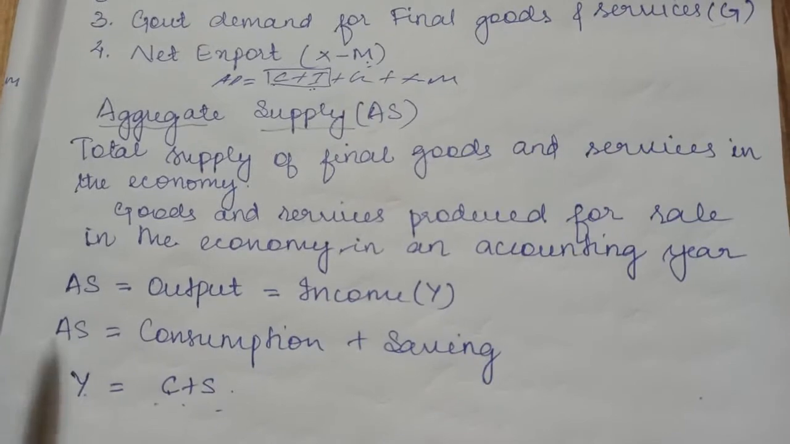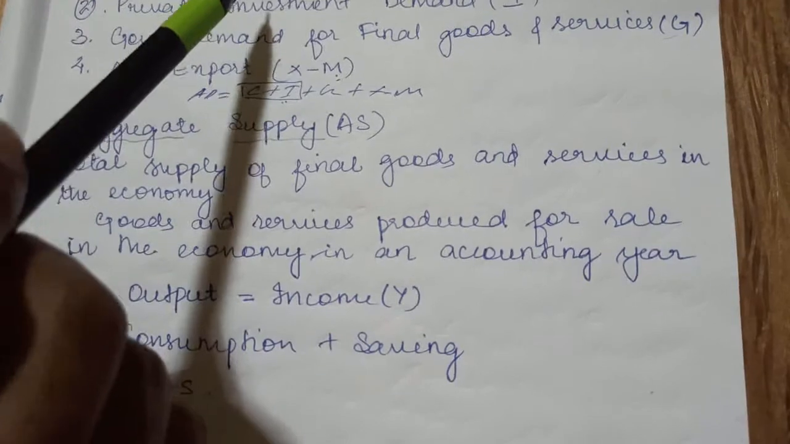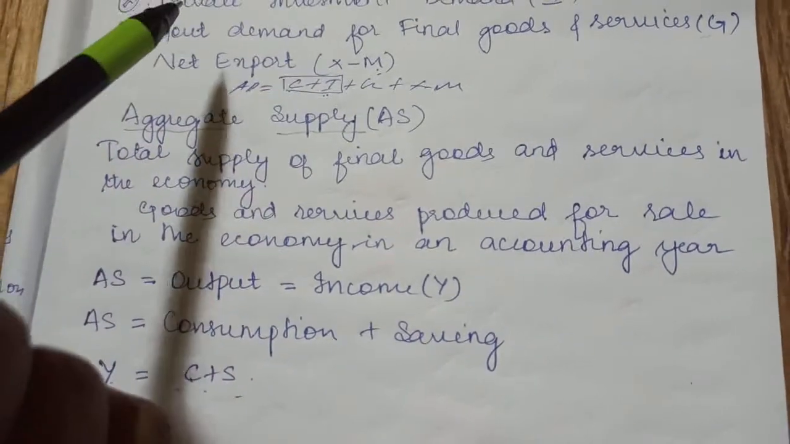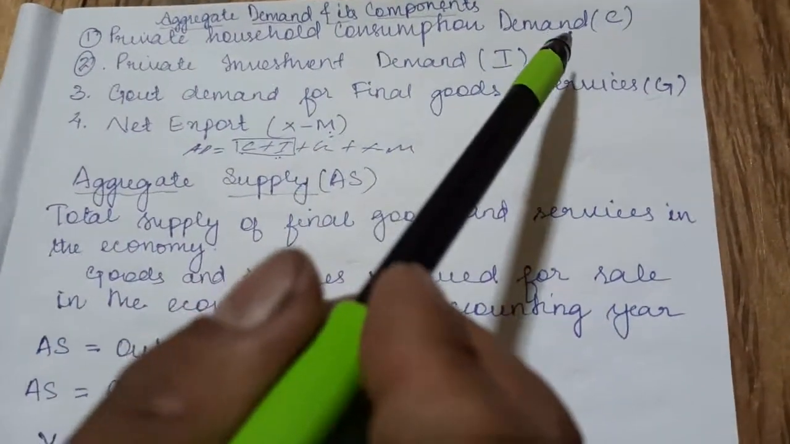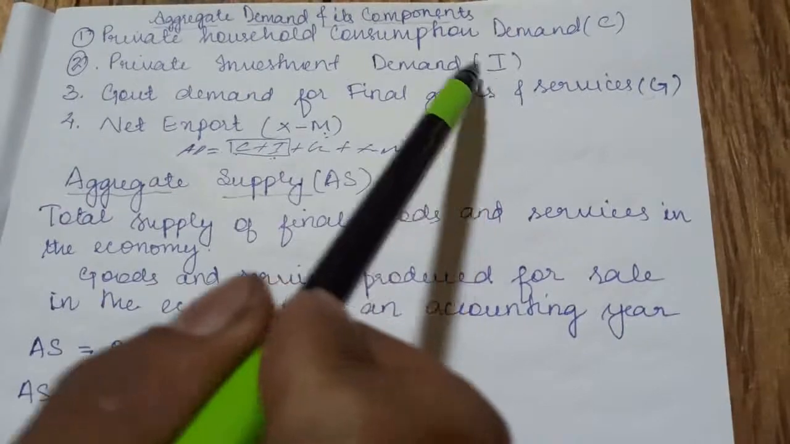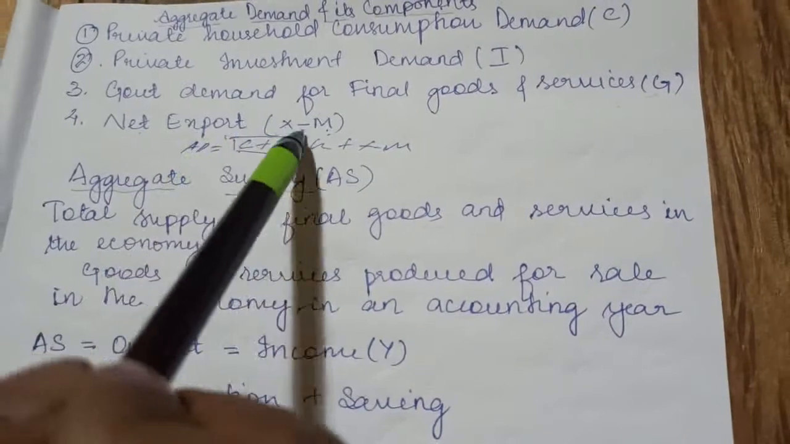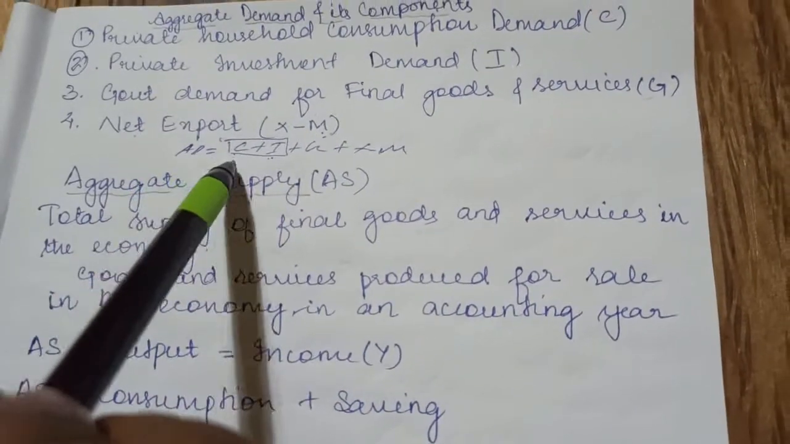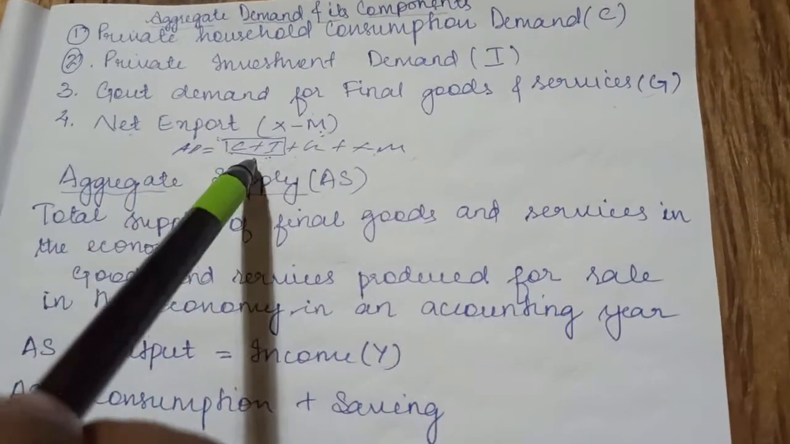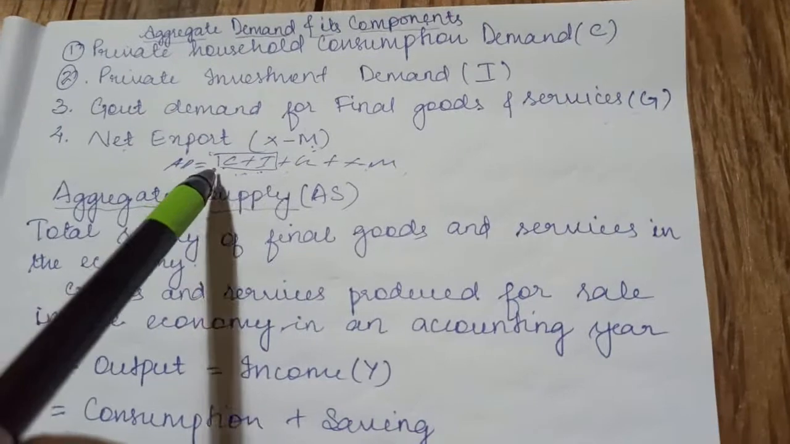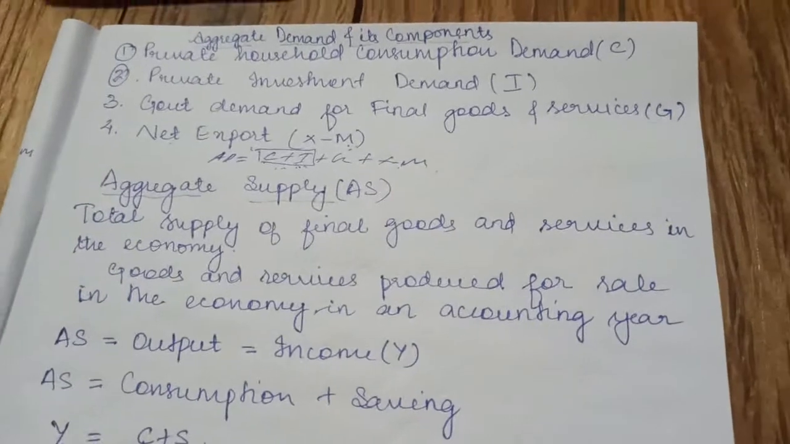So once again, a very quick revision from the beginning. Aggregate demand and its components. Aggregate demand is the total demand of final goods and services in the economy, and there are four components of aggregate demand. One is private household consumption demand, represented by C, private investment demand, denoted by I, government demand for final goods and services, denoted by G, and net export, which is X minus M. So aggregate demand is C plus I plus G plus X minus M. But remember, in the latter part of the chapter, while determining equilibrium output, we will take into consideration only these two factors, C plus I, because this year we are studying only the two sector model, okay?